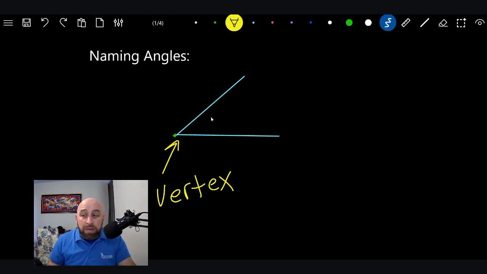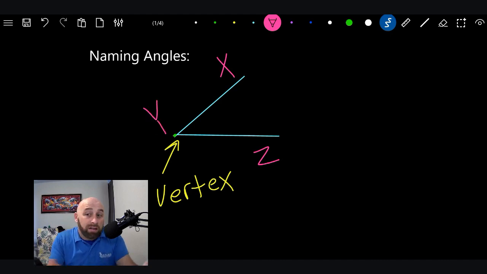So when we name angles, we name them with the vertex. And if you look in your book, you can look on page 373. So let's name this. Let's call this ray right here, or this line, the X line. And then we'll call this line down here the Z line. Let's name the vertex Y. Okay? Y? I don't know. I just want to name it Y. All right. Y is a letter and a question. So now I'm going to name it Y.